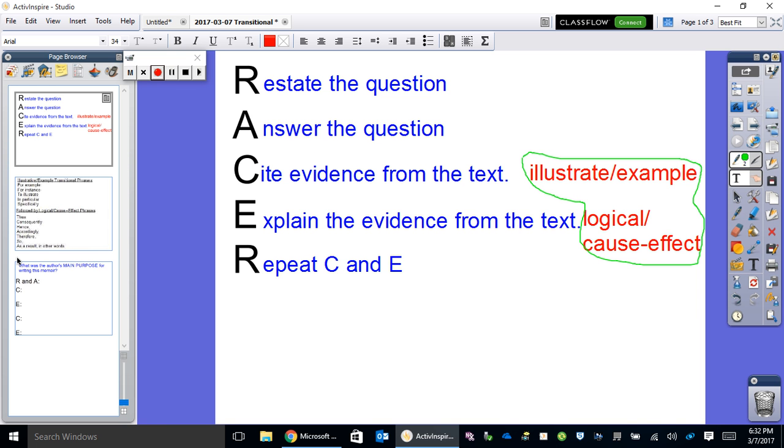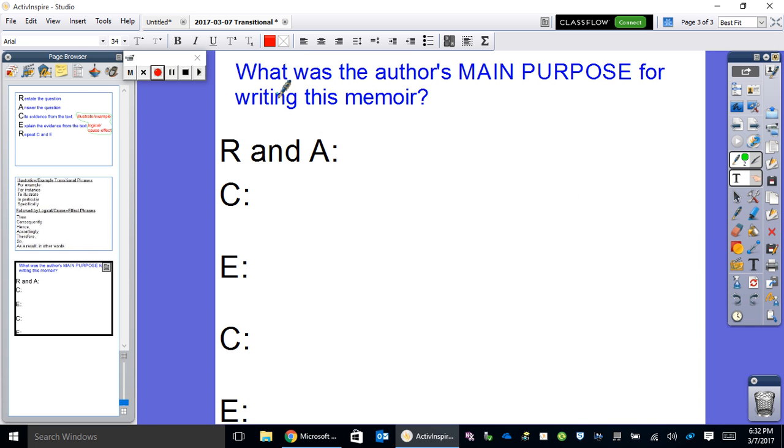So when I refer to RACER, a lot of times we will see questions that look eerily like this. What was the author's main purpose for writing such and such a thing? Or what was the author's main argument? Or what kind of evidence did the author propose or show in order to support the idea that? So normally it doesn't hurt to put the R and A, the C, E, C, E. So cite evidence, explain it, cite evidence.